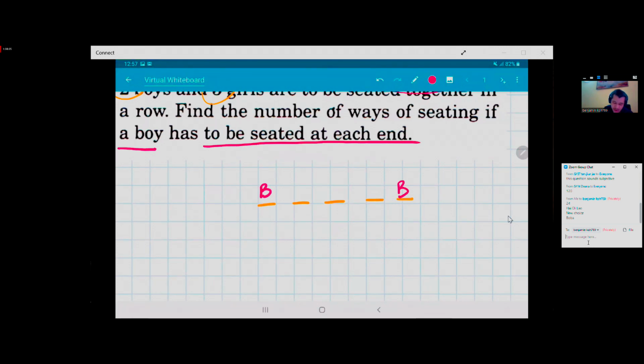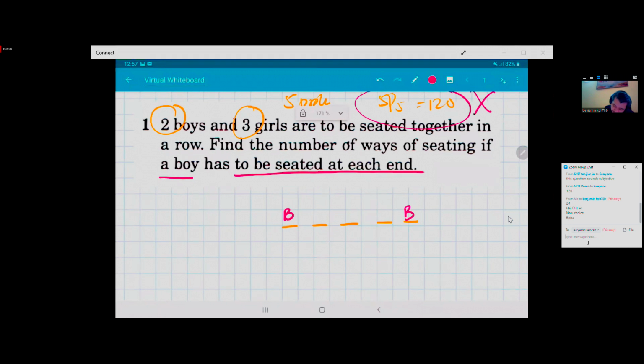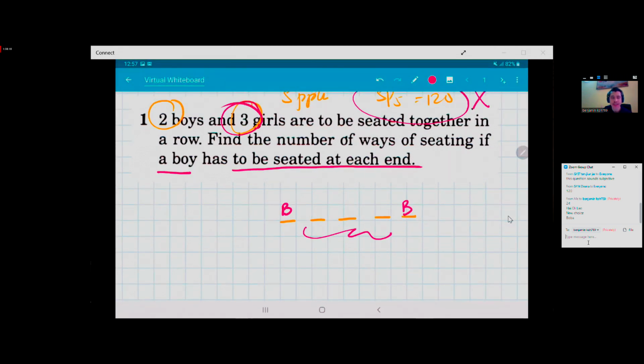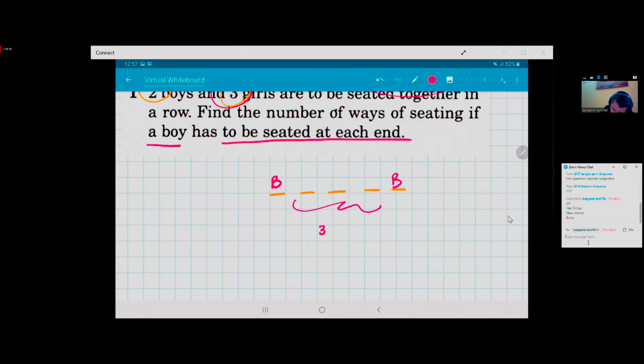So you faham tak? Since there are only 2 boys, that means in the middle, di ruang tengah ni, is where the girls sit. Do you agree? So how many girls are there? There are 3 girls. How many seats are available for these 3 girls? Okay, berapa kerusi ruang yang ada untuk 3 perempuan ni? Okay, so 3 girls and 3 empty seats, right? So you faham tak? This center part will be 3P3. What does it mean by 3P3? 3P3 maksudnya 3 girls, and you arrange these 3 girls into those 3 seats. Does that make sense? Okay, 3P3.